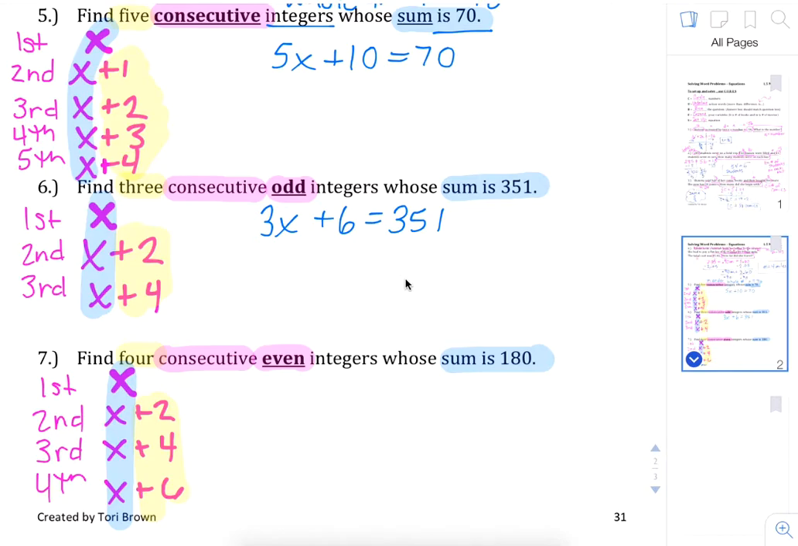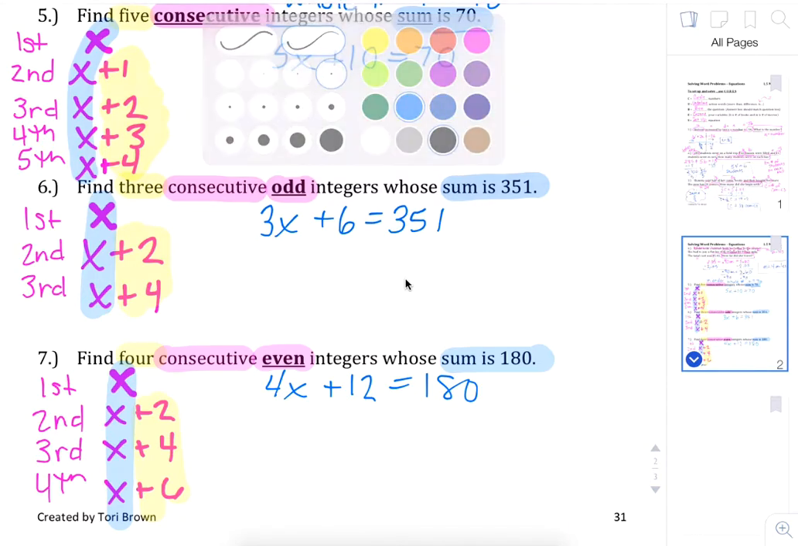Okay? Last problem, number 7. We have 4 x's, so 4x. 2 plus 4 is 6. Plus 6 more is 12, so plus 12 equals 180. All right, if you need to pause it for a second and copy down what we have, that's fine. Otherwise, we're ready to solve.